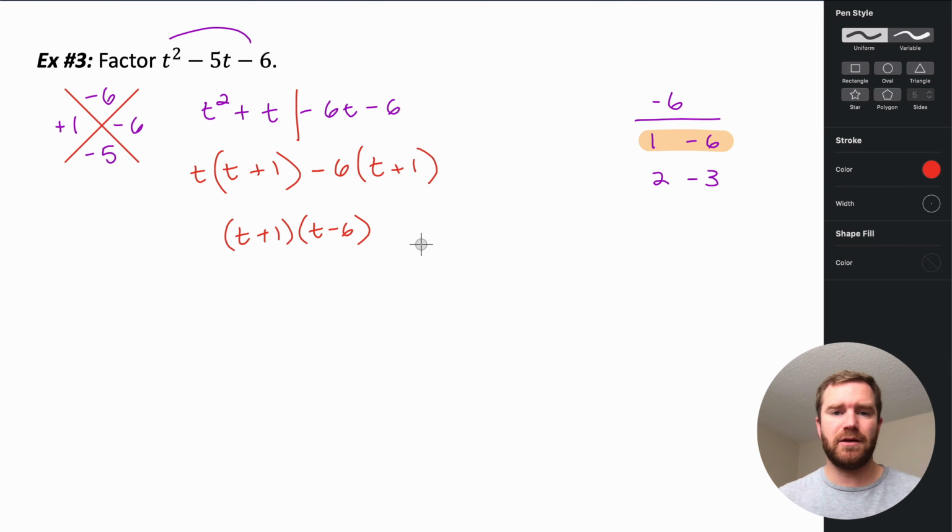So this is the process that you use in order to factor quadratic trinomials. Good luck.